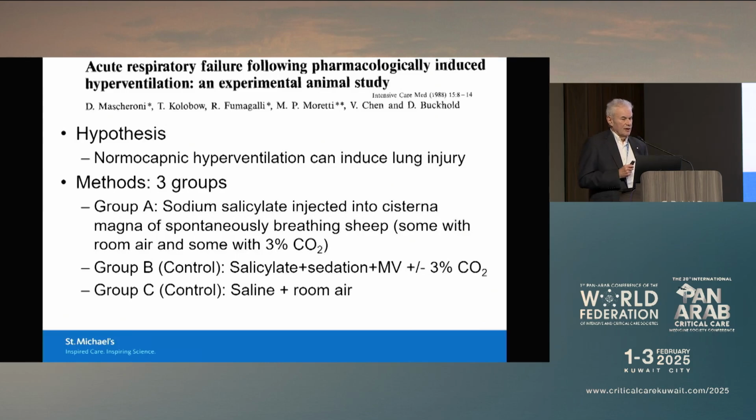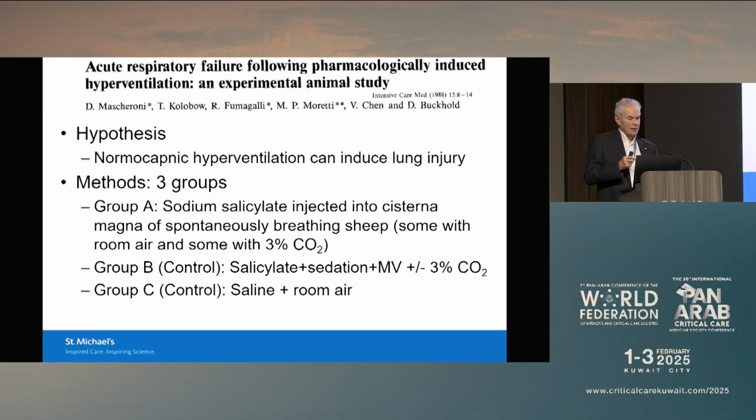The first study was a very nice study published a long time ago now, 1988. Mascheroni and colleagues in Ted Colombo's lab showed this. They had the hypothesis that normocapnic hyperventilation might lead to lung injury. And what they did was they did a simple experiment. They had 3 groups. Group 1 was given sodium salicylate injected into the cisterna magna. That increase in acid caused hyperventilation of the animals.